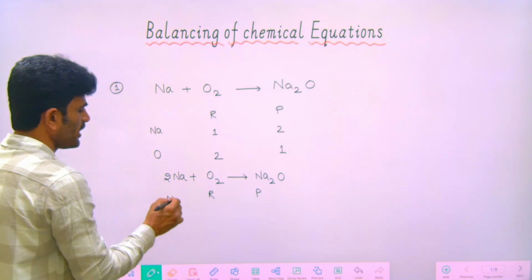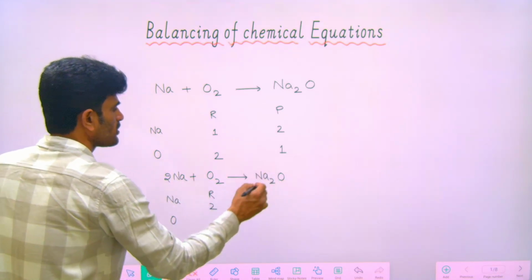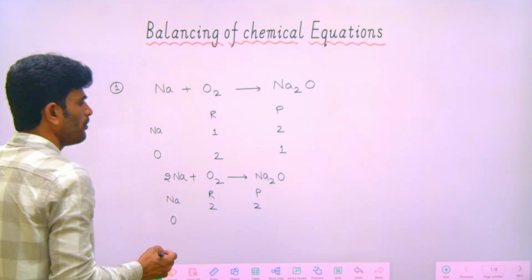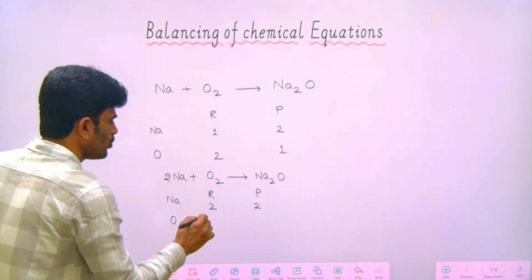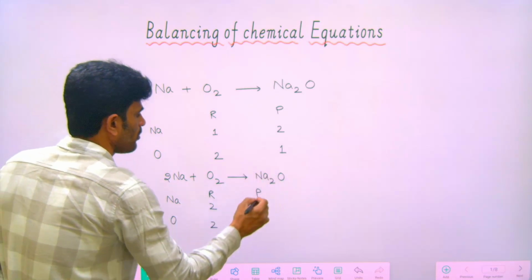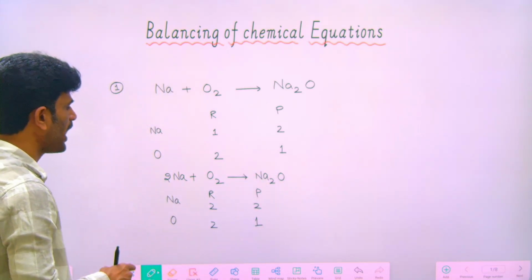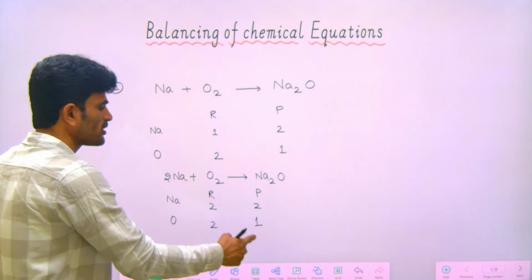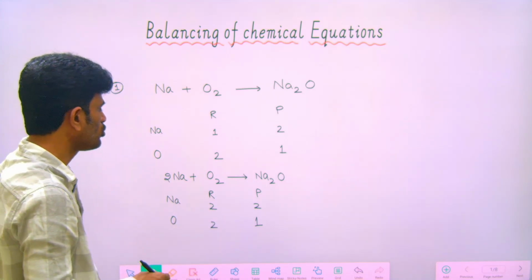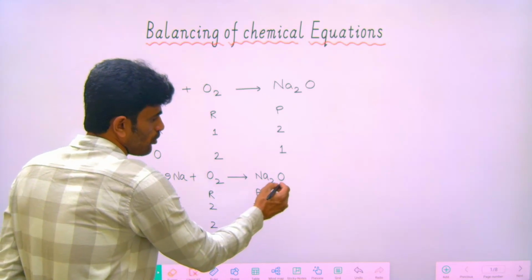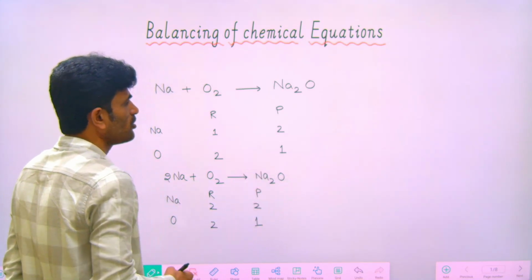Now after this step, you again list out the sodiums and oxygens, reactant side and product side. On the reactant side, how many sodiums do we have now? Two sodiums. Product side also two sodiums. But oxygens: here we have two oxygens, but on the product side we have only one oxygen. We balanced the sodium atoms, but oxygens are not balanced. Now we need to balance oxygens. Here only one oxygen is there, so we have to multiply by 2 so that we get 2 oxygens.